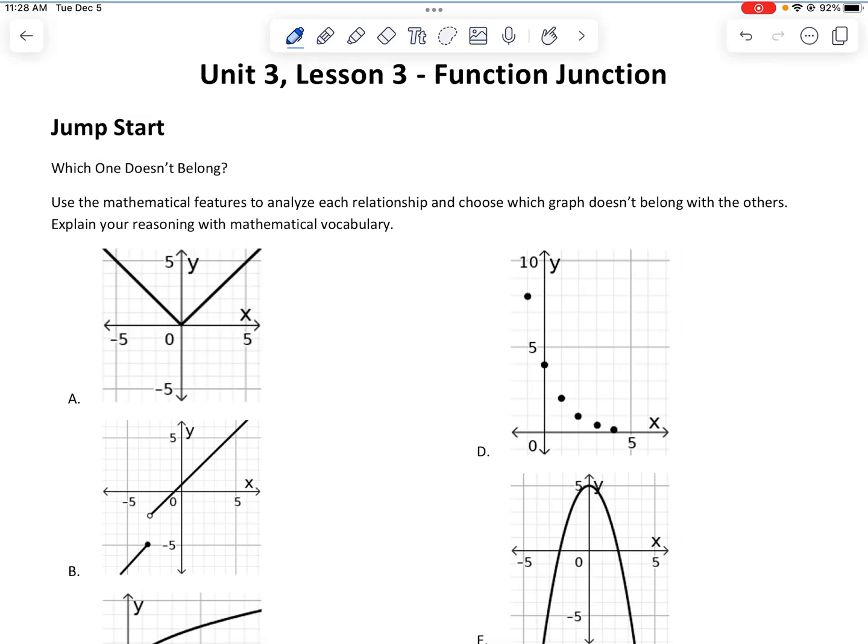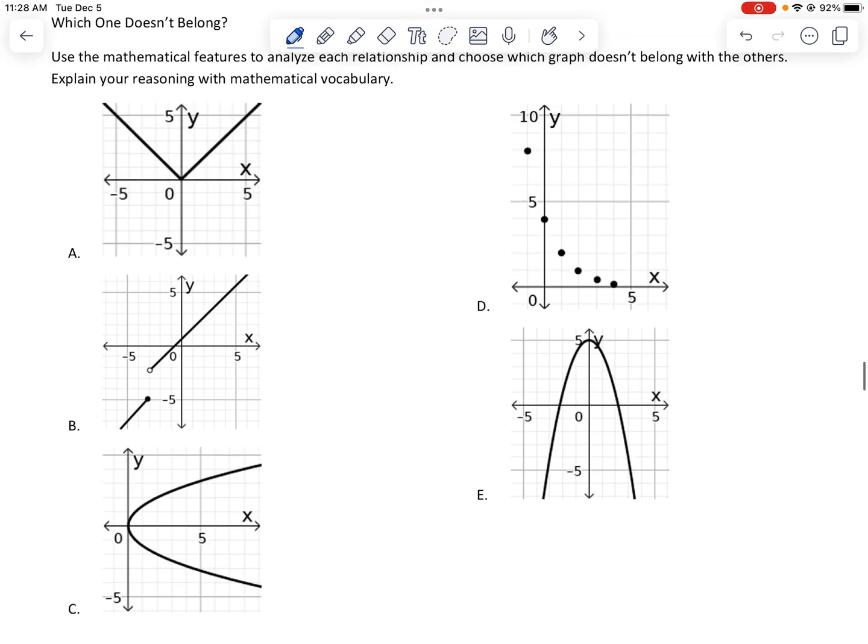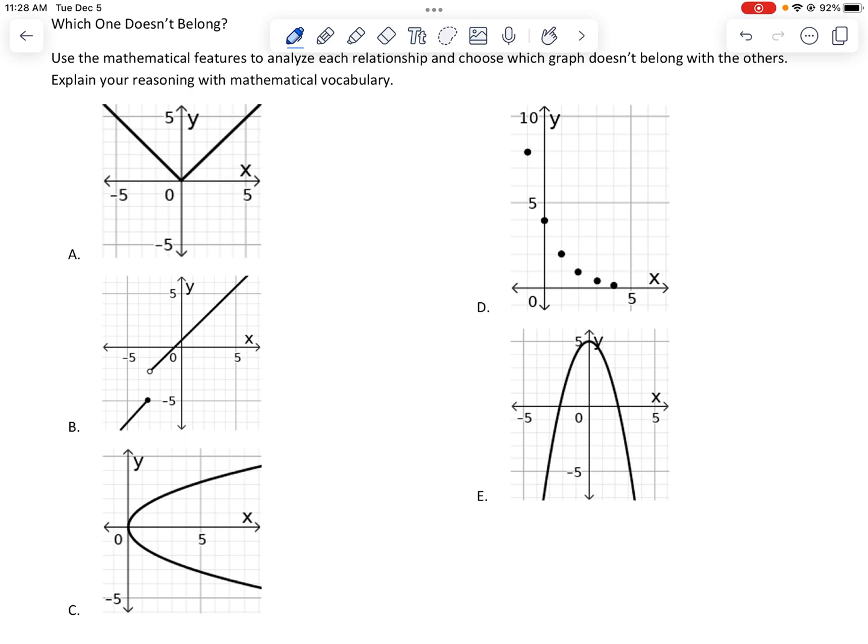Hello, ladies and gentlemen. Time for a little overview of Unit 3, Lesson 3, Function Junction. On the front here, it has 5 different functions to look at. You have to figure out which one doesn't belong. So take a moment to look at each one and figure out which one doesn't belong out of these.